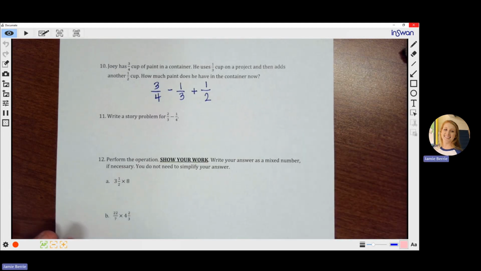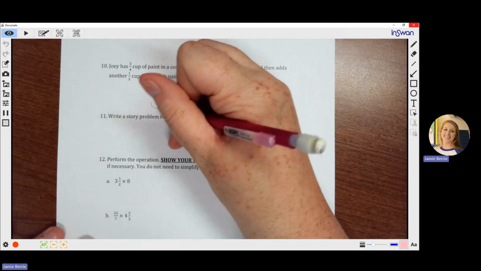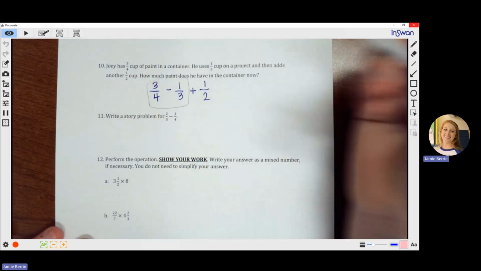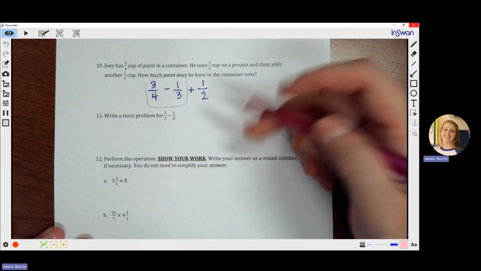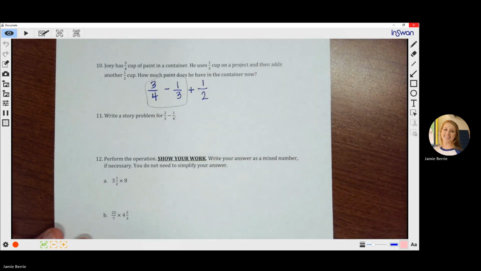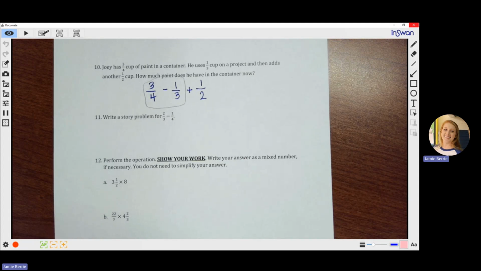So I want you to do this one piece at a time. So go ahead and start by doing this part. Once you've done that, you can add in the 1/2. All right, so I'll leave that one for you to do.